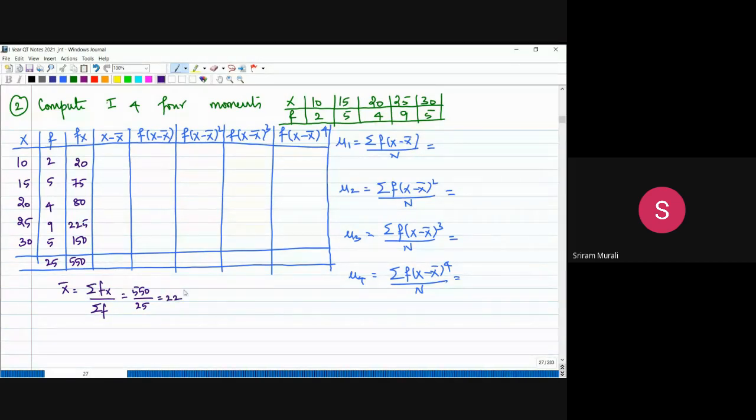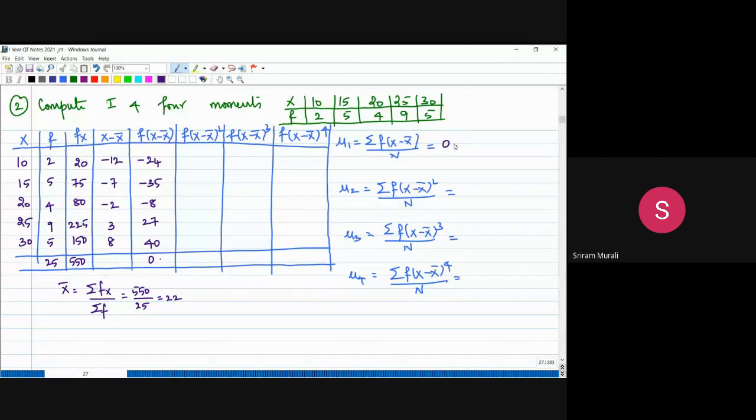So x minus x bar. You know x is this, x bar is this. So x minus x bar means 10 minus 22, 15 minus 22, 20 minus 22, 25 minus 22, 30 minus 22. f into x minus x bar means you should multiply these two. So if I multiply these two, you get minus 24, minus 35, minus 8, 27, 40. If I add, I get 0. That is why the first moment is always 0.